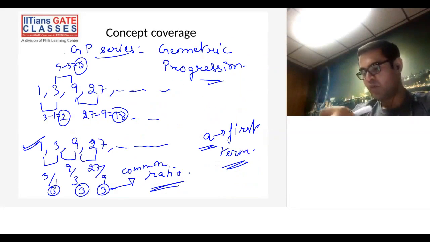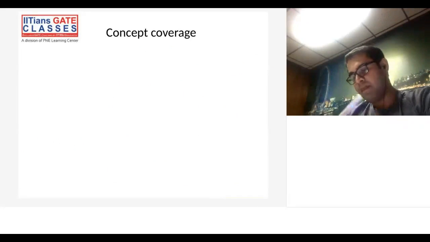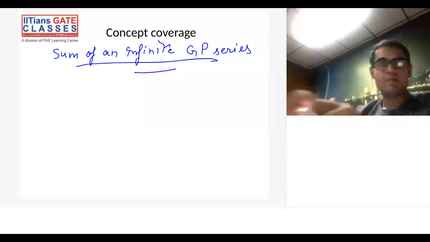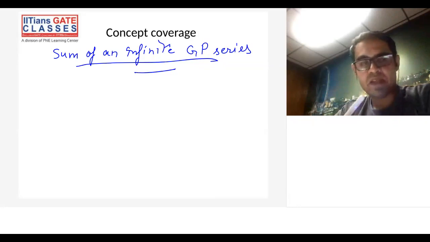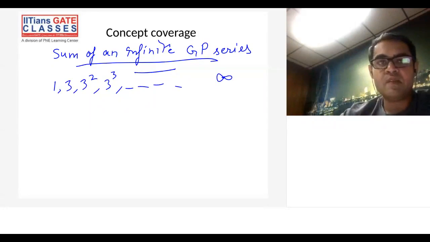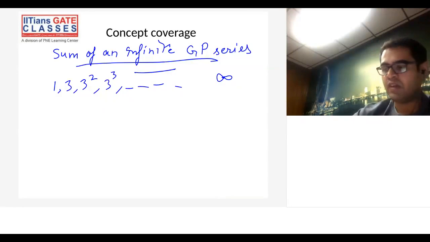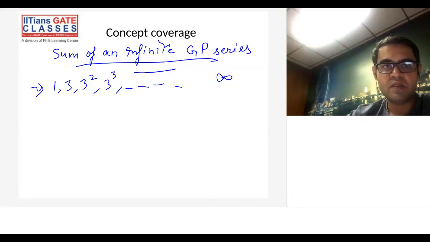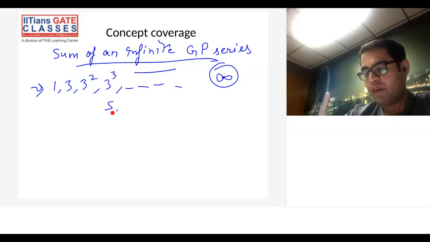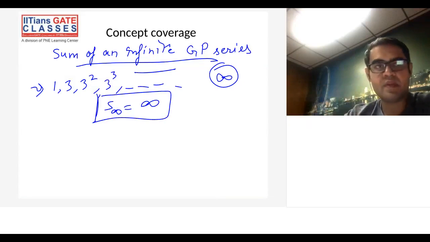So one more thing before I move to questions, one more thing in GP series we have to cover, that is known as the sum of an infinite GP series. Let me take some series: 1, 3, 3 square, 3 cube and up till infinity. What do I mean by an infinite GP series? When the number of terms in that series is infinite, or the last term in the series is infinity, then you say the sum of an infinite GP series. If I tell you to find the sum of this series, you can tell me, sir, the last term will be infinity and the sum of infinite terms is infinity only.